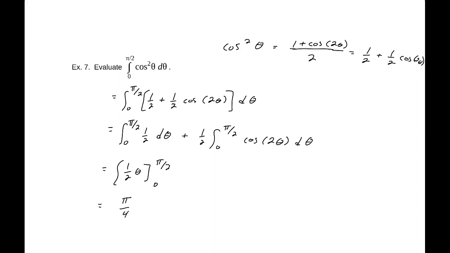Alright, so the first bit is pretty straightforward. For the second, we want to let u equal 2 theta, which means du is 2 d theta, or 1/2 du equals d theta. So this actually gets a u substitution. So this is going to be the integral. I'll leave the 1/2 constant there.